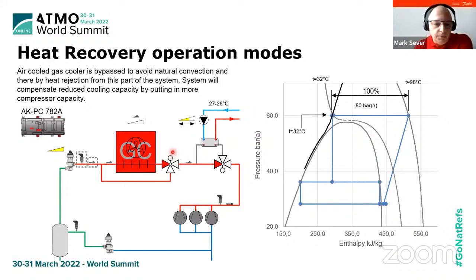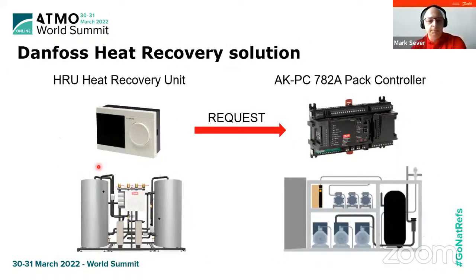But what is important when we are bypassing the gas cooler is that we have to switch control from this temperature, which is immediately mounted after the gas cooler, to the temperature sensor which is after the connection from the gas cooler bypass valve. So this is the theory. How does it work in practice?